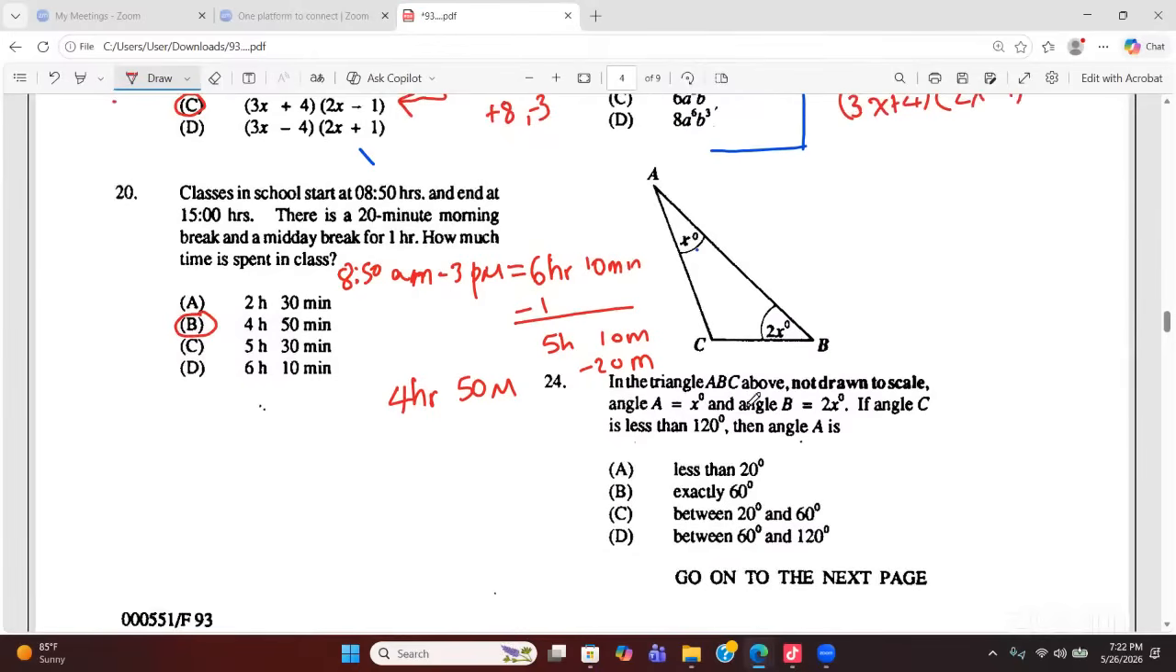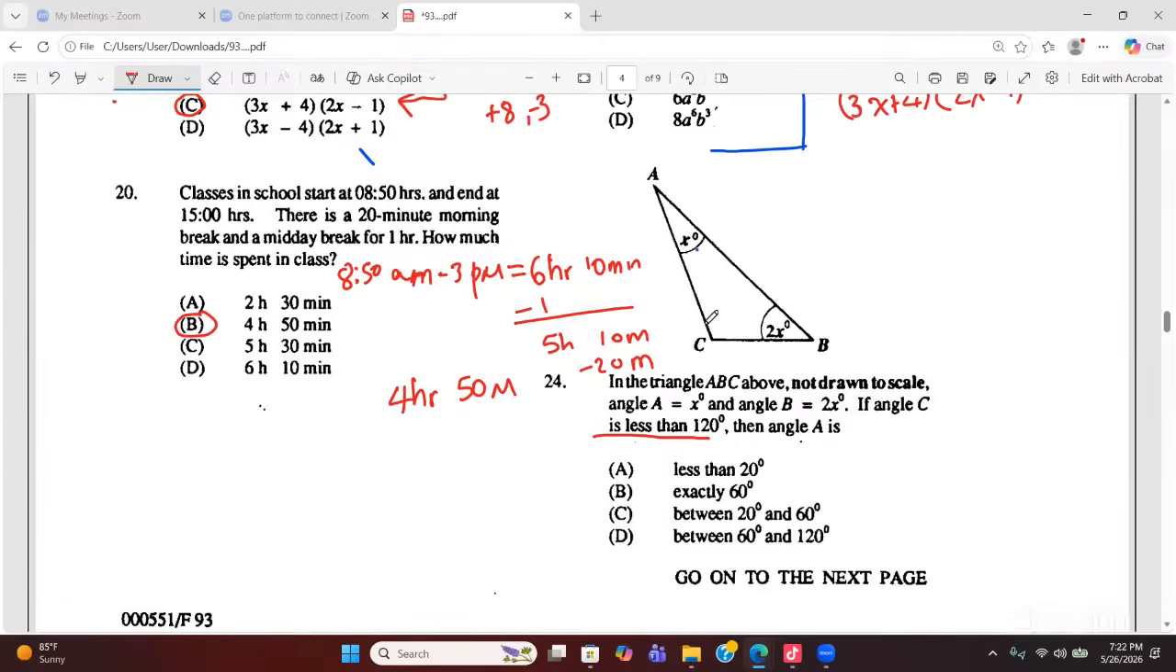So it says in the triangle ABC above, not drawn to scale, A is x degrees, B is 2x degrees. If C is less than 120, this is key, what is the angle at A? The angle at A is X. They are saying this is an inequality, so this is not a regular equation that you can set up.